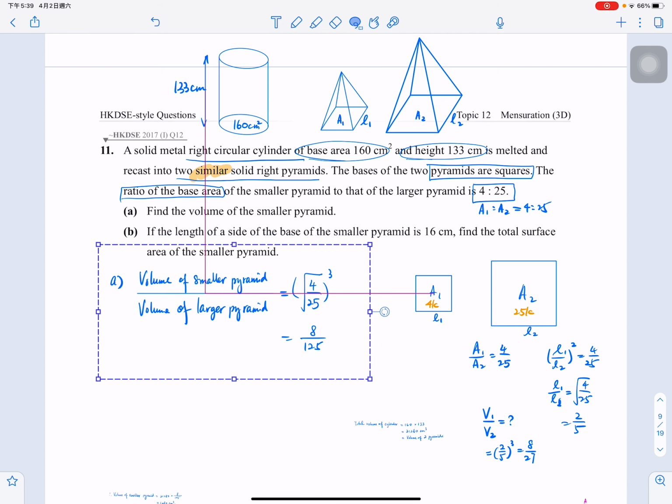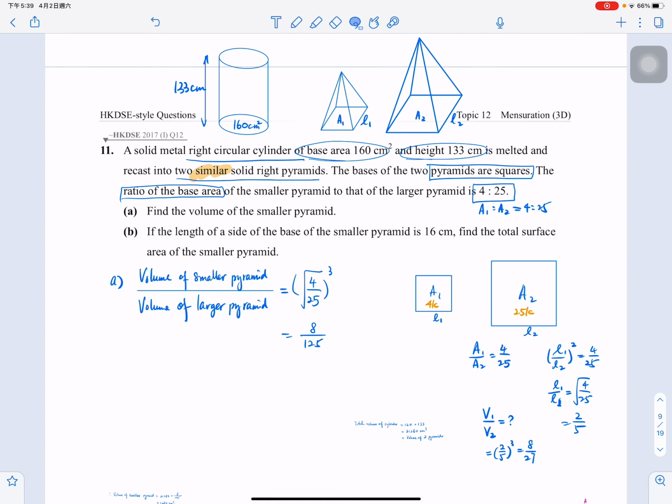First, the volume of the pyramid. Take the square roots to find the length first, 2 over 5. Then for V1 and V2, you know that, take the cube. So you know that this one is 8 over 125. Oh, I'm sorry, this one is 125. Yeah, just write correctly. Lastly, how about the total volume of the cylinder?